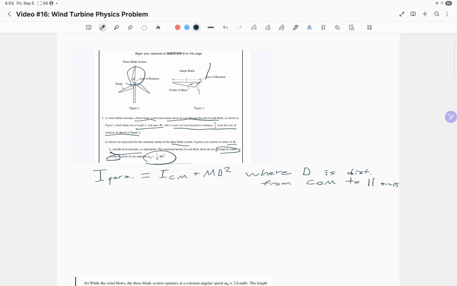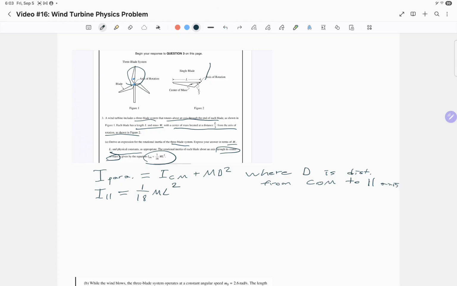So if we use this equation, we can now find the rotational inertia of each blade about an axis around its end as opposed to its center of mass. So we're going to leave this as I parallel, but we're going to use that symbol now. Equals what is I center of mass? What's the rotational inertia around the center of mass? Around the center is going to be that 1/18 ml squared. They give you that, right? This was right here. We just brought it down.